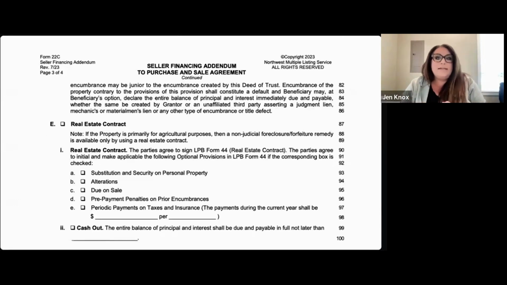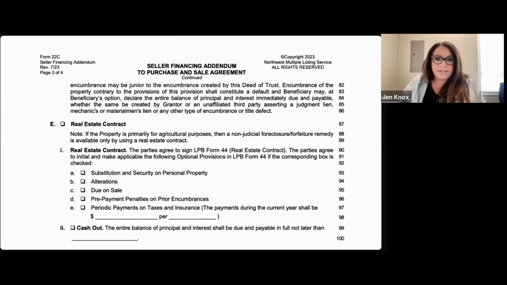Now, real estate contracts. I said there were two different kinds. There was the note and deed of trust, and then there's the real estate contract. So real estate contracts are a little bit more preferred by sellers. So think about what the note and deed of trust was. It's something that transfers title to the buyer's name at closing with a promise of repayment, where the seller has a financial interest in the property and is not a legal owner.